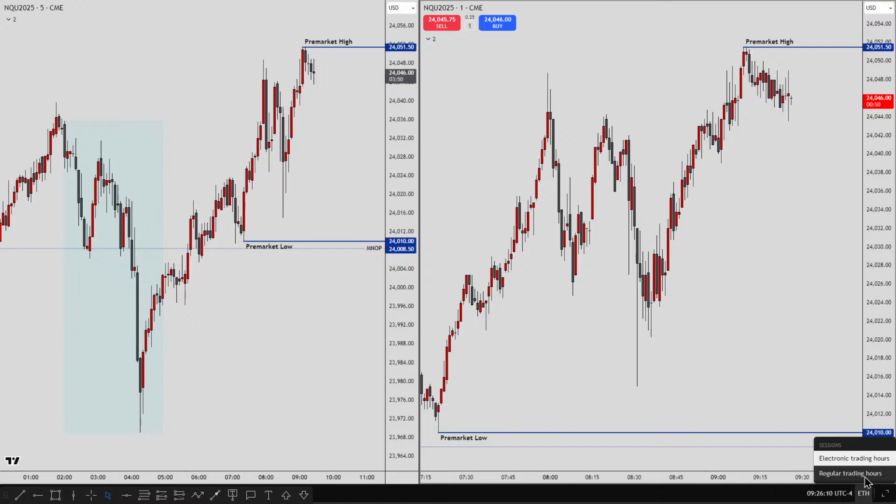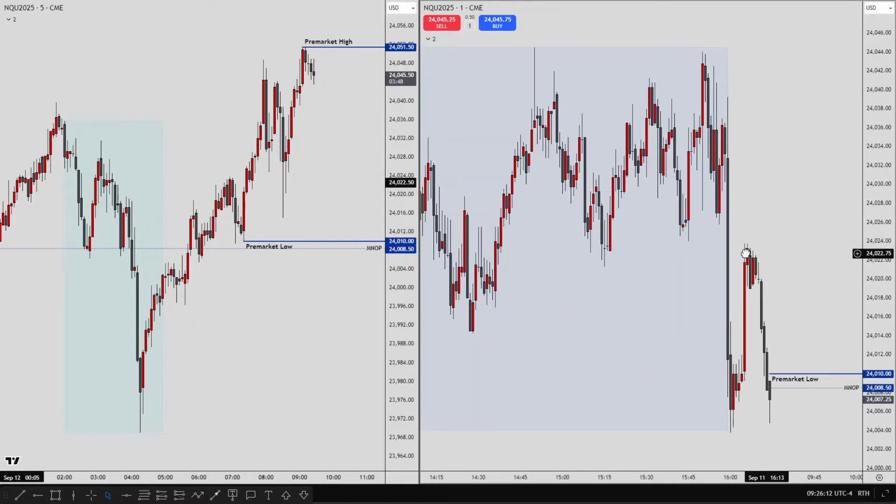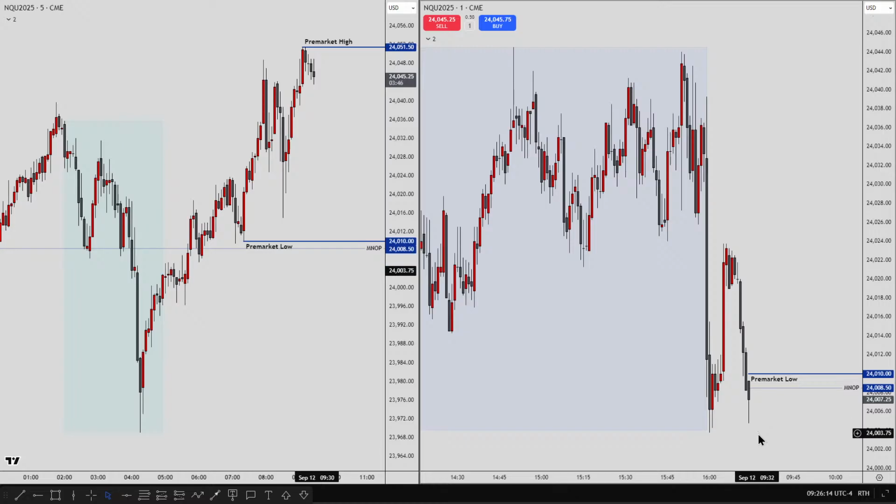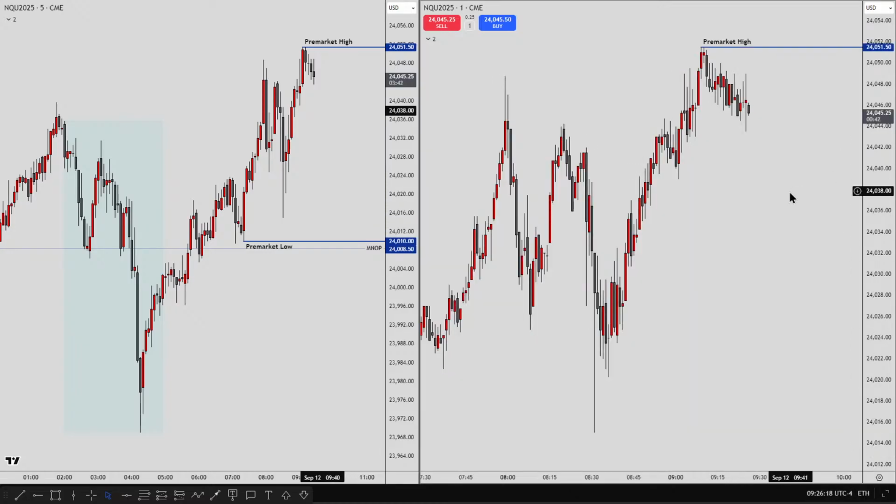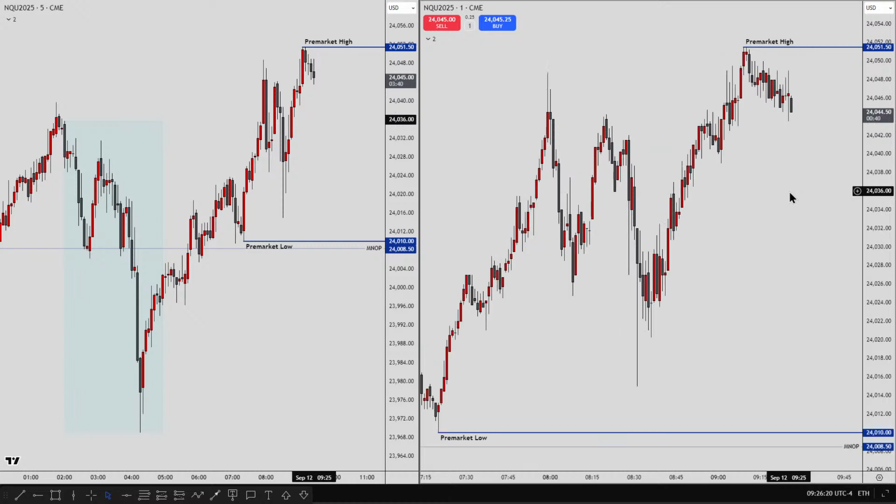Let's take a look at our regular trading hours chart. We're trading at 24,007.25. So we're not going to have a huge opening range gap today. We do also have, oh, that's the wrong one.